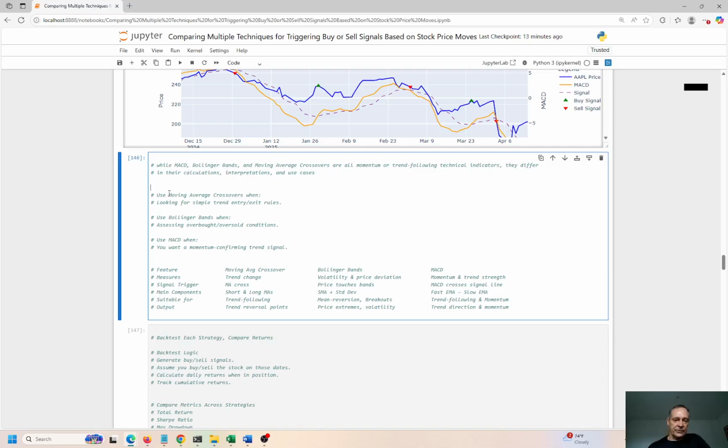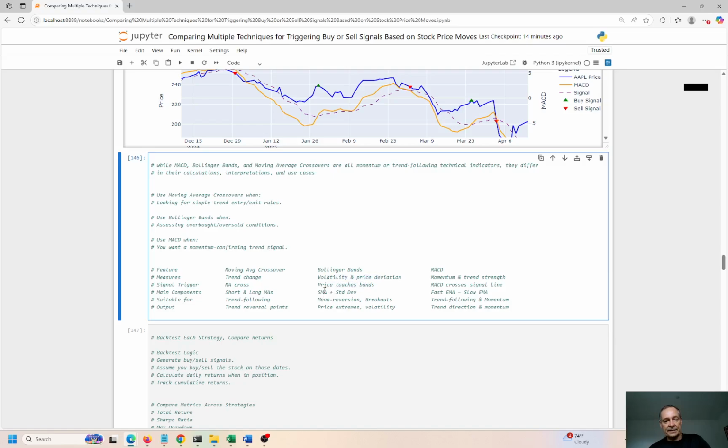But I think the theory and the concept is very fascinating, right? So use moving average crossovers when looking for simple trends, entry and exit rules. Use Bollinger Bands when assessing overbought or oversold conditions, and use moving average convergence divergence when you want momentum, confirmation, and trend signals. So the moving average crossover gives us trend changes, moving average crosses, short and long, trend following, trend reversal points.